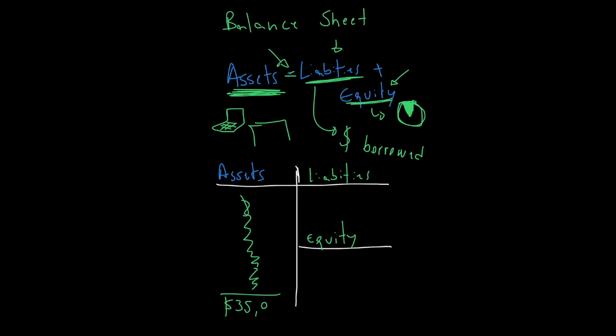So let's say that my assets are $35,000. After I account for all the liabilities, everything that I owe, and everything that I own here in the equity part, these two together should give me 35,000. And this is very important. Everything that I own must equal those two. And that's the most basic.